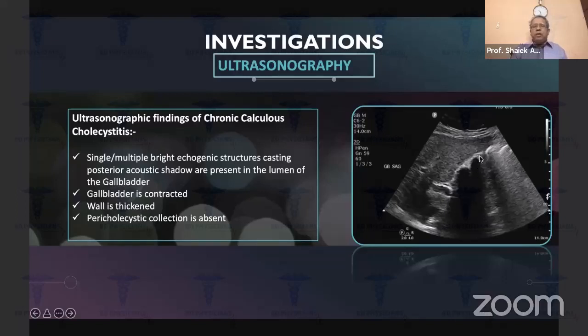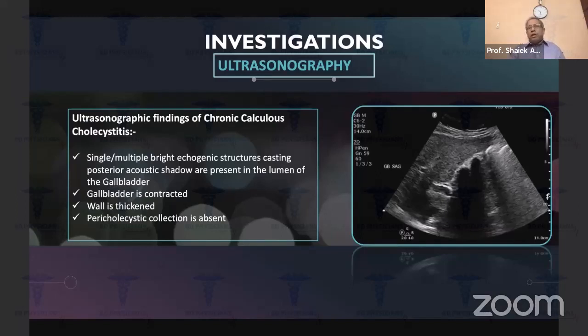By looking at the pictures, we can easily differentiate that the patient has gallstone with chronic calculus cholecystitis. Look, the gallbladder is contracted, the wall is thickened, and pericholecystic collection is absent. So by the two pictures, we can easily evaluate whether the condition is acute calculus cholecystitis or chronic calculus cholecystitis.